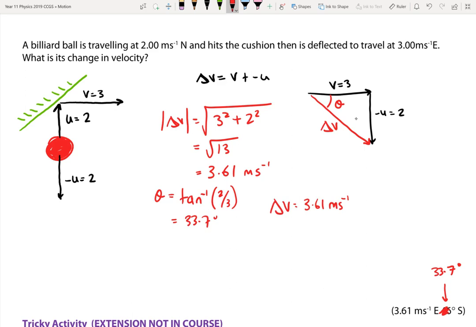Now, what have we got? That angle is small, so it's directed east, and then it's pushed 33 point 7 degrees, or rotated that direction south.